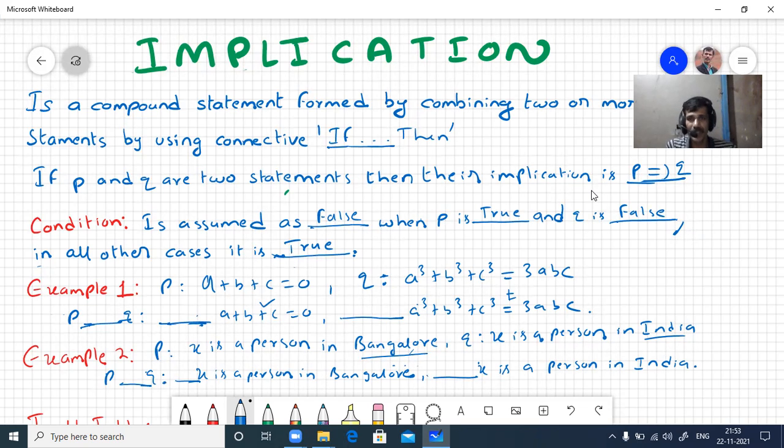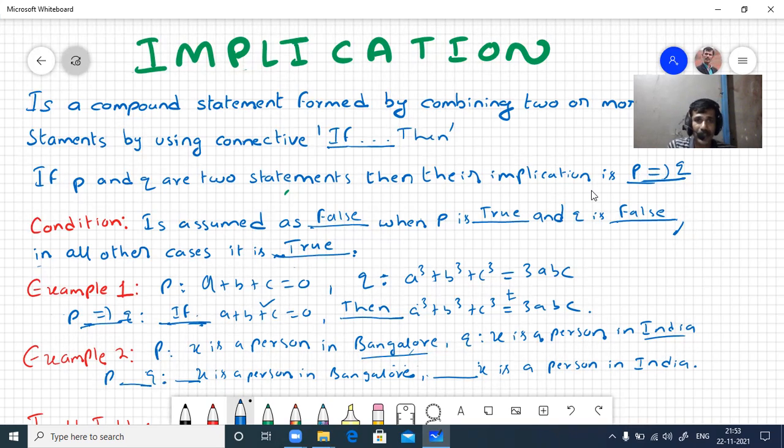Let us give some examples. First, we'll give the conditional identity. The first statement is A plus B plus C is 0, and the second statement is A cube plus B cube plus C cube is equal to 3ABC. How do we write P implies Q? If A plus B plus C is 0, then A cube plus B cube plus C cube is 3ABC. This is true, no? It is an identity that holds when A plus B plus C is 0. It is a conditional identity that we know.